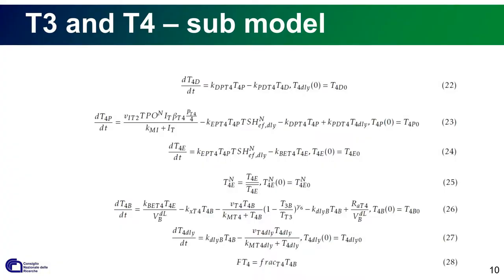So I explain the meaning of the variables once for both formulations. T3D and T4D are the hormones stocked in the thyroid. T3P and T4P are the hormones in the production compartment. T3E and T4E are the hormones in the extracellular compartment. T3B and T4B represent the hormones in the blood compartment, T3BN and T4BN represent the previous variables but normalized, and FT3 and FT4 are the free part of the hormones in the blood compartment. In the T4 formulation, we have, in addition, the T4 delay variable, representing the part of T4 converted in a slow way into T3.